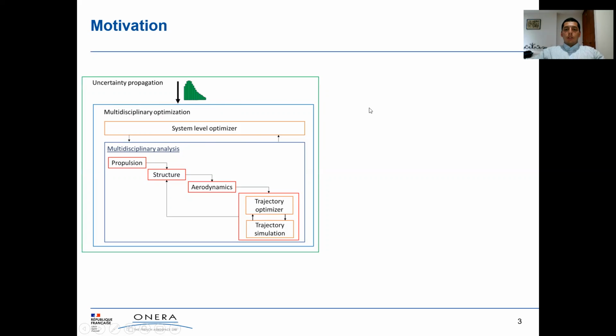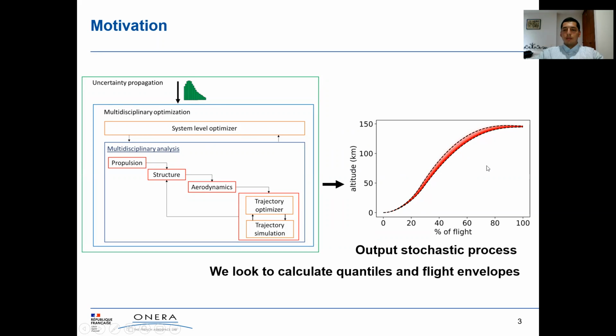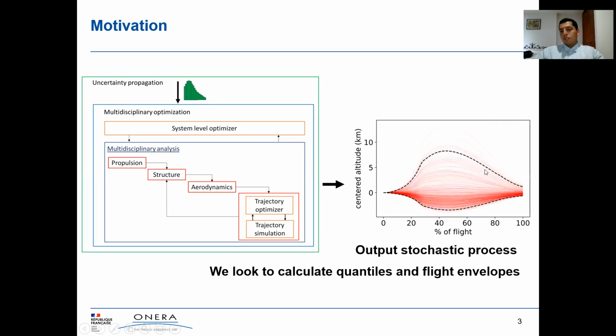You will see that we will focus on the output stochastic process. This is the set of optimal trajectories resulting from the uncertainty propagation. Here we can visualize the altitude profile as a function of the percentage of flight. Then we aim to calculate quantiles and flight envelopes that are composed of upper and lower quantiles. Through my work, to better visualize the results, I take the centered version of the stochastic process. That is, I subtract the median trajectory. Like that, we obtain the central altitude.